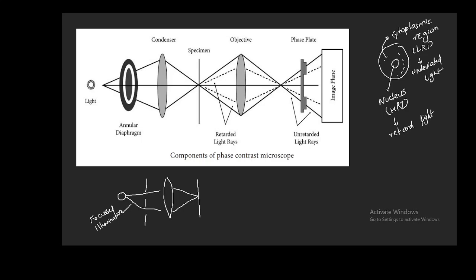Now the function of the phase plate is what? To create the retardation. What will it do? It will create the retardation in the undeviated light.